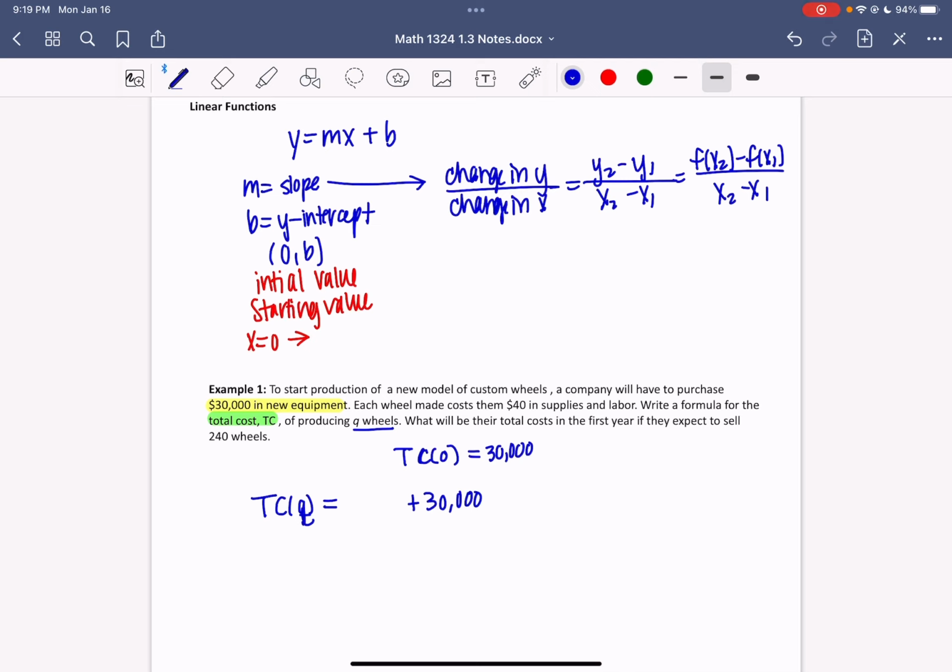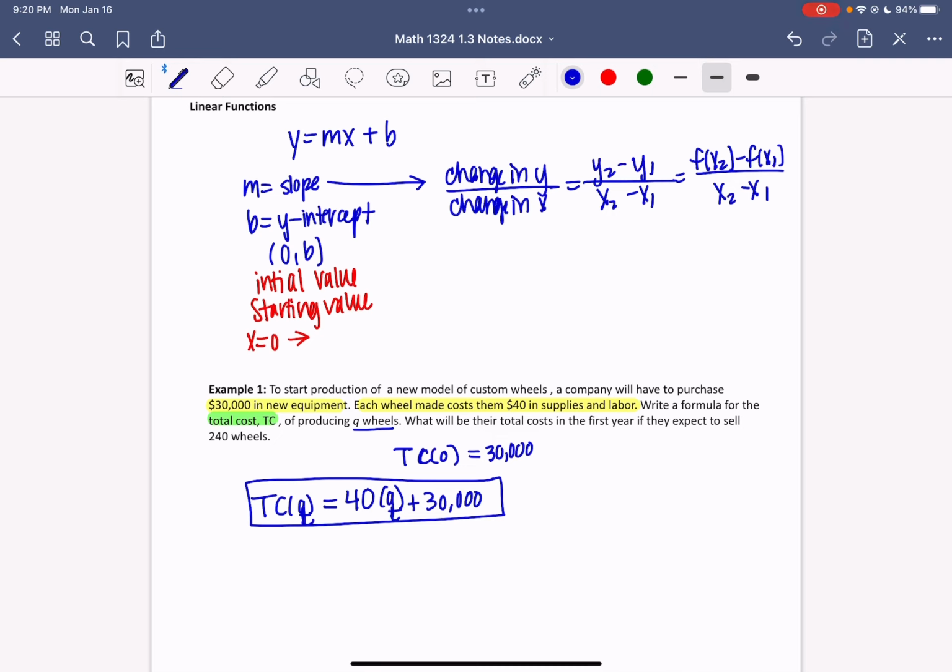Now it also says that each wheel made costs them $40 in supplies and labor. This is the next piece that we're going to be working with here. We're going to take that $40 and multiply it by however many wheels we produce. Every time we produce a wheel, that's another $40 in supplies and labor. And so that's our rate of change, that's our slope. We're going to have that multiplied by Q, which represents the wheels. And so for this situation, we're going to have TC of Q equal to 40Q plus 30,000.